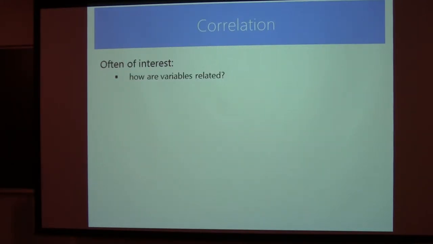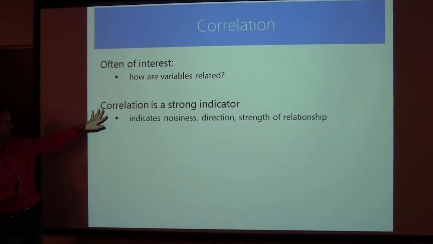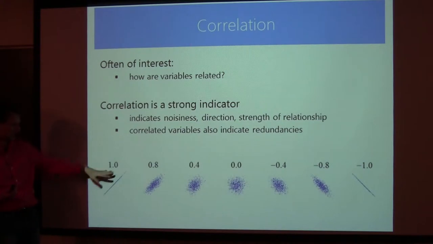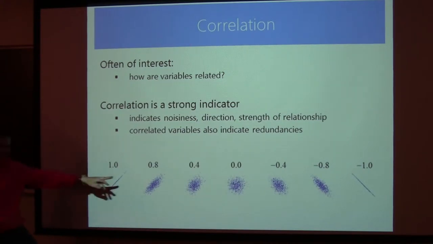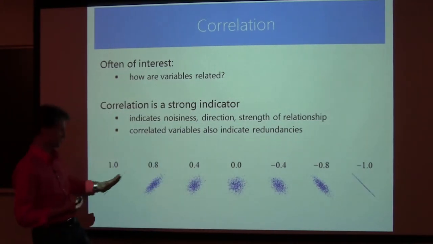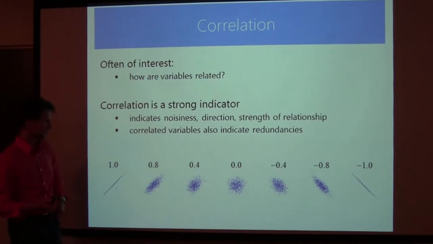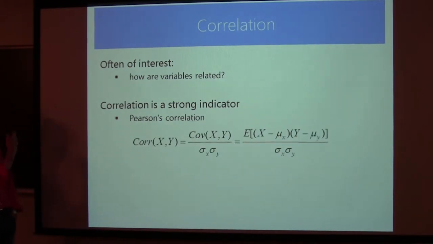So correlation is another thing, right? You may want to know how variables are correlated, and how they are related. Correlation is a strong indicator. It finds, like, there's no correlation here, and there's some correlation that exists, and so on. Usually what you use is Pearson's correlation.